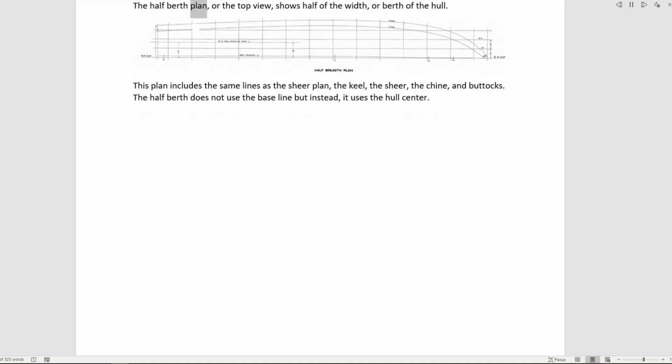The half berth plan, or the top view, shows half of the width, or berth, of the hull. This plan includes the same lines as the shear plan: the keel, the shear, the chine, and buttocks. The half berth does not use the base line but instead, it uses the hull center.